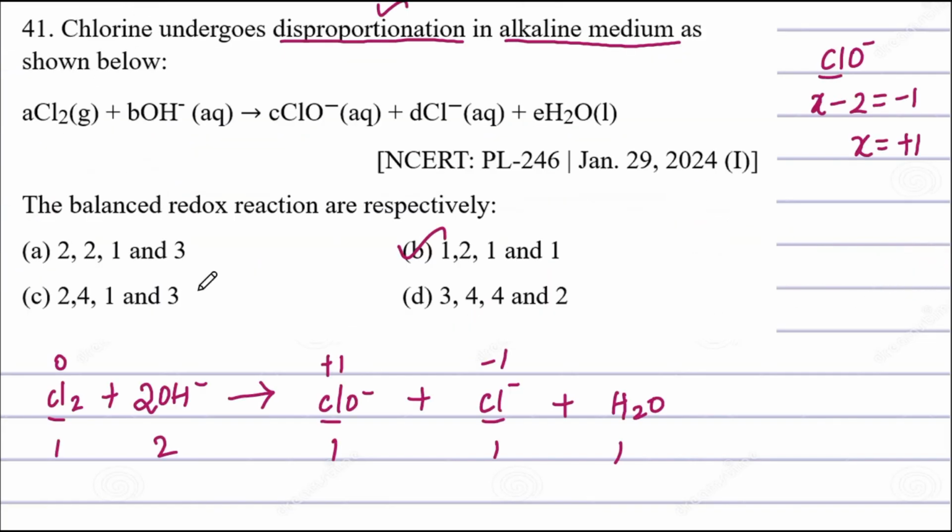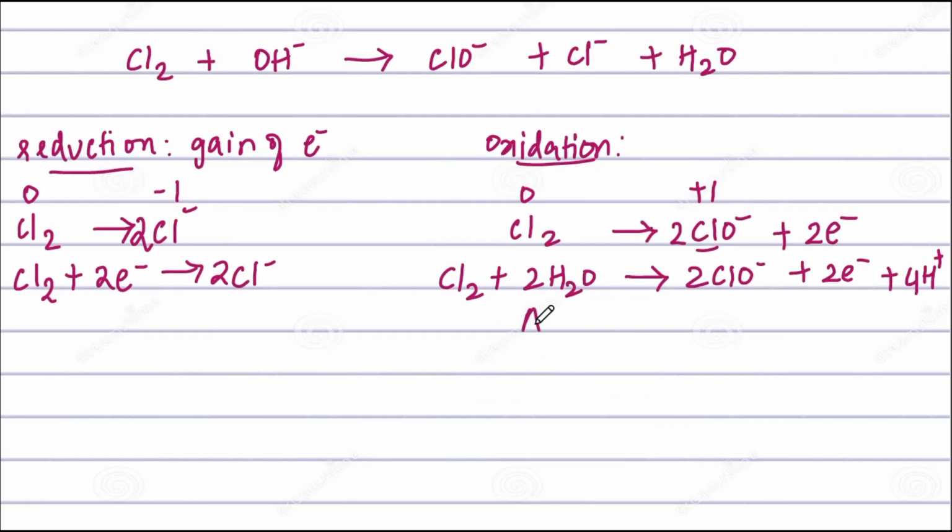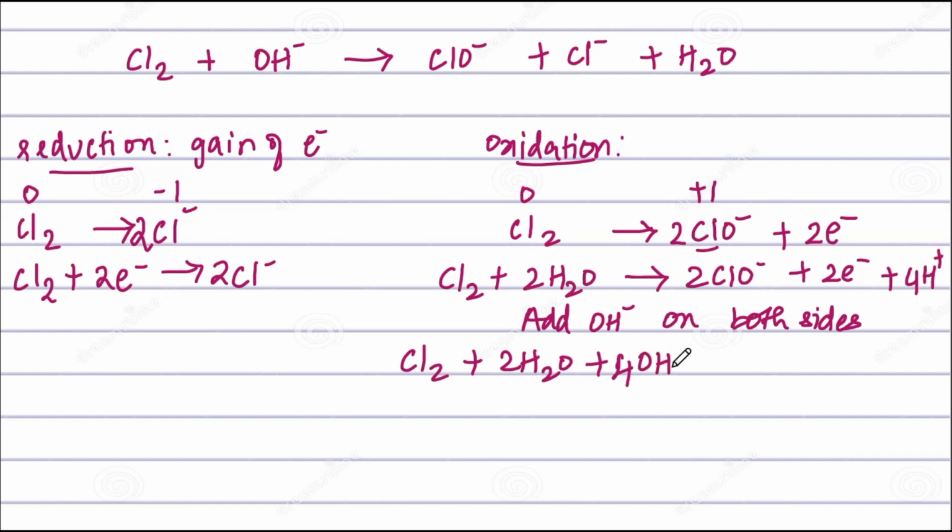But already it is mentioned that the reaction is happening in alkaline medium. So you have to add an equal number of OH minus on both sides. Cl2 plus 2H2O plus we have added 4H plus. So therefore you have to add 4OH minus on the reactant as well as the product side. 2 electrons plus 4H plus 4OH minus. So we have added 4OH minus on both sides.